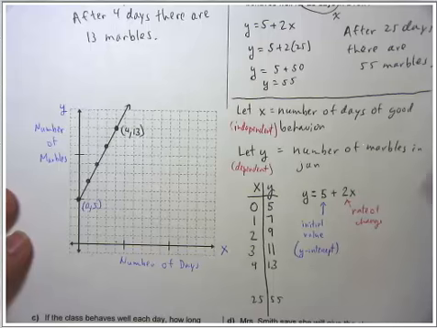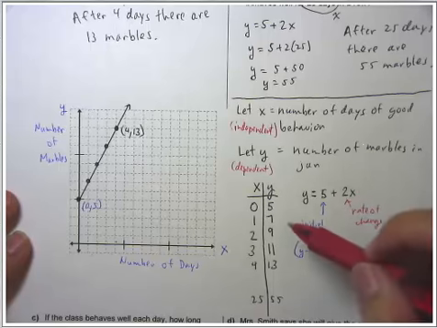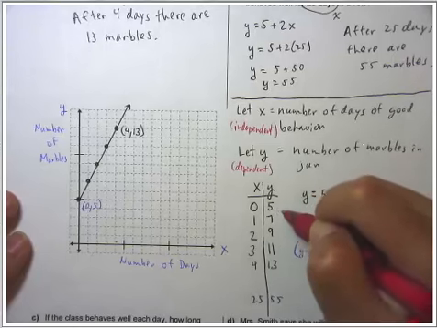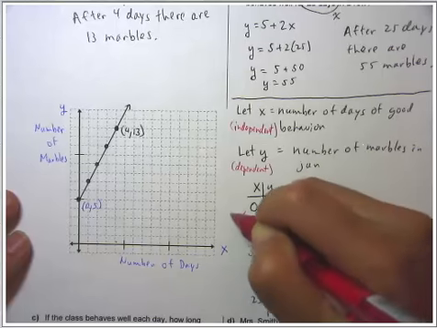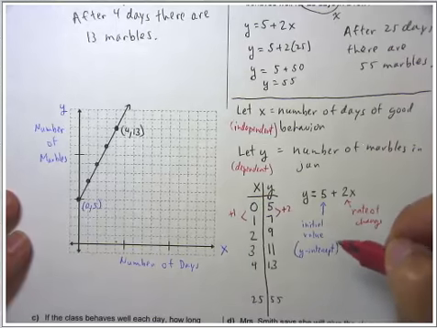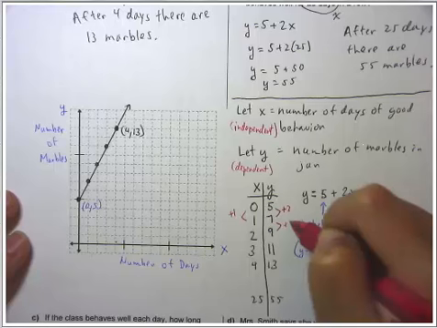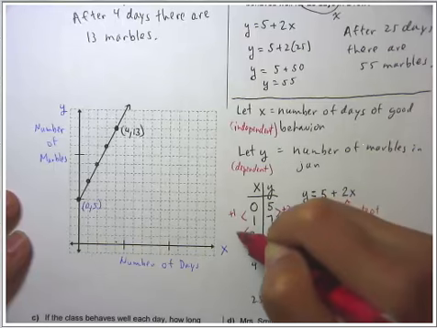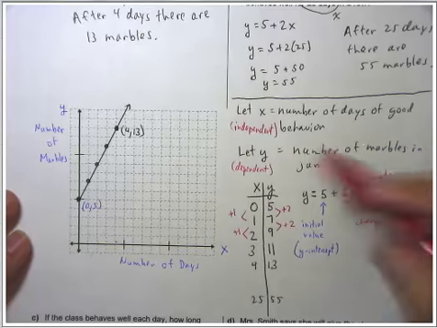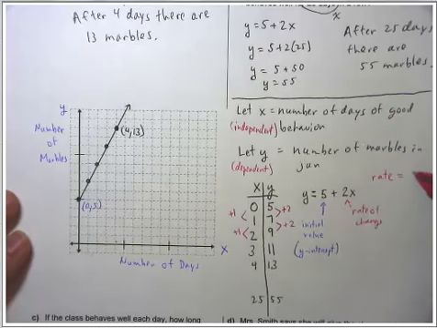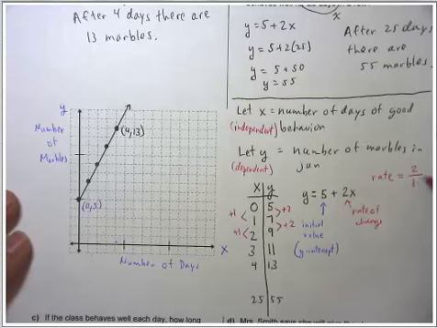It's 2. And you can see that in the T-chart, because the number of marbles goes up by 2 every time the number of days goes up by 1. Again, this goes up by 2 every time the x value goes up by 1. So our rate, looking at this T-chart, is that the marbles are going up by 2 every time the number of days goes up by 1. 2 over 1 is the same thing as 2.